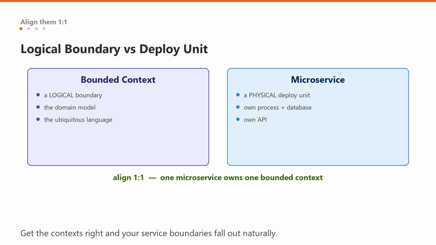Each microservice owns exactly one bounded context with its own database and its own model. That's why bounded contexts are the number one tool for deciding how to split a system into services. Get the contexts right, and your service boundaries fall out naturally. Split services without finding the contexts first, and you get a distributed big ball of mud, which is worse than the monolith you started with.